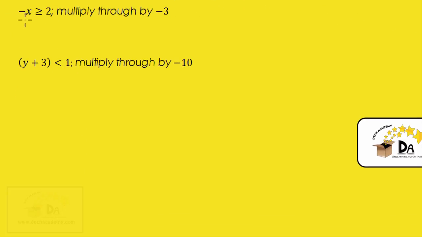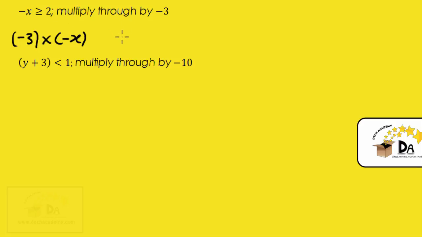The inequality here is minus x is greater than or equal to 2. We're required to multiply the inequality through by minus 3. Doing so is as follows. Multiply the left hand side by minus 3.